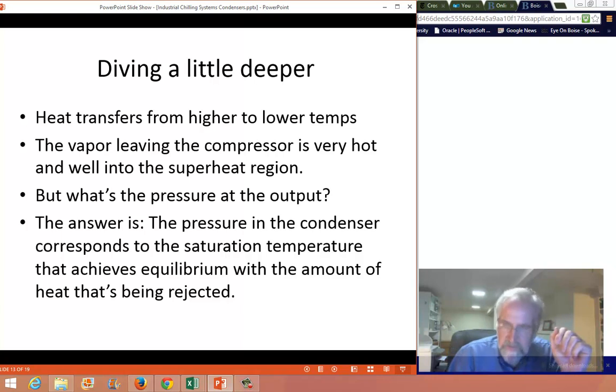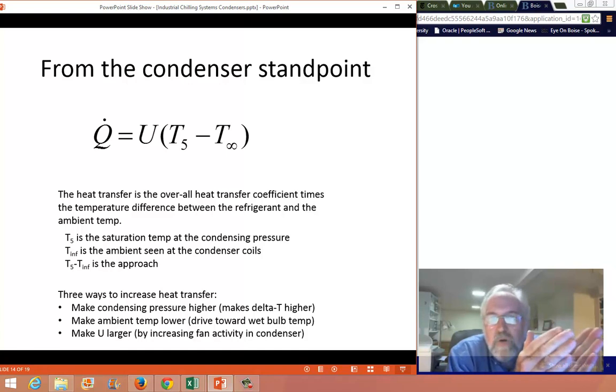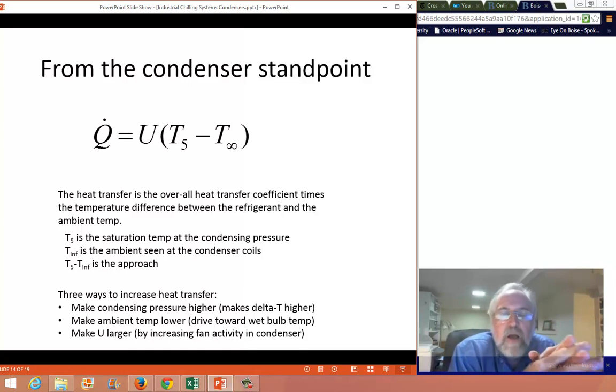Let's talk about what that means. If you're modeling a condenser as a heat exchanger, this is the simplest equation for it. We look at an overall effective heat transfer coefficient, which I call U. The heat transfer rate, Q dot, is that overall heat transfer coefficient times the temperature difference between the ambient temperature and the temperature of the refrigerant inside.